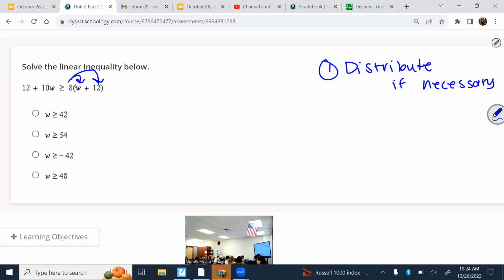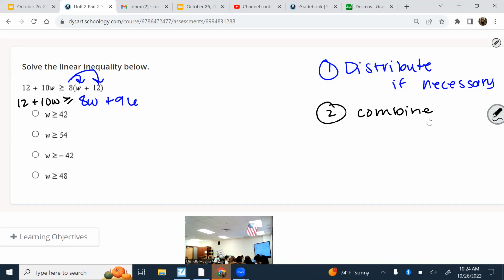When it's set up like this, a number outside parentheses, you multiply it by both the numbers inside. What's 8 times W? Okay, and 8 times 12? 96. Everything else is still there, so just copy it over. All we did was distribute. What's step 2? Combine like terms if necessary. Do I need to in this one? I don't. On the left, there's nothing I can combine. On the right, there's nothing I can combine. So then you move on to step 3, which is to do what?